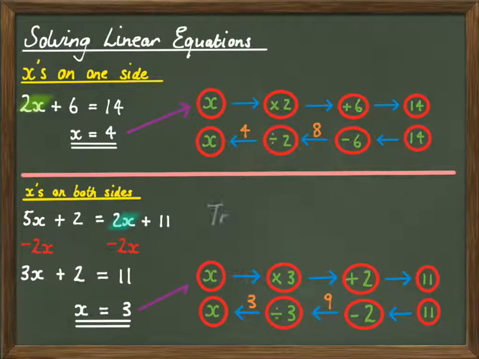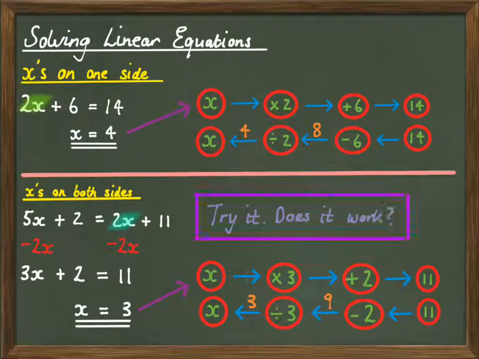Again, you can check your own answer by substituting it back in. So if you put it back into the top one, 5x means 5 times x. 5 times 3 is 15. Add 2 is 17. So on the left-hand side we got 17. On the right-hand side then, 2x is 2 times x. 2 times 3 is 6. 6 add 11 is 17. So the left equals 17, the right equals 17. Does 17 equal 17? Well, yes it does.